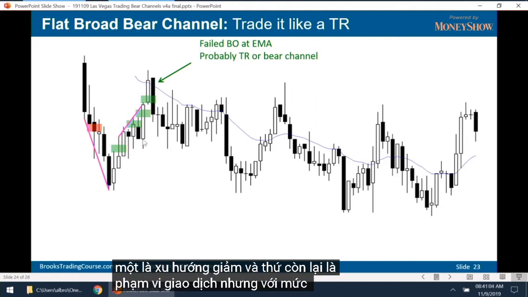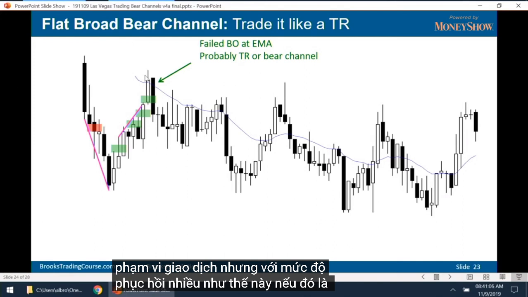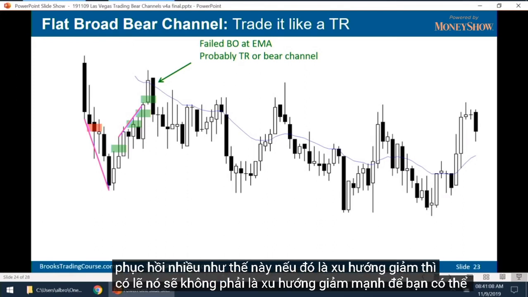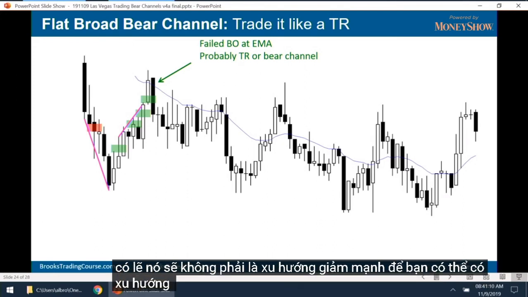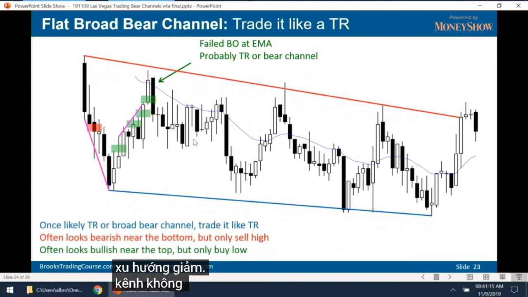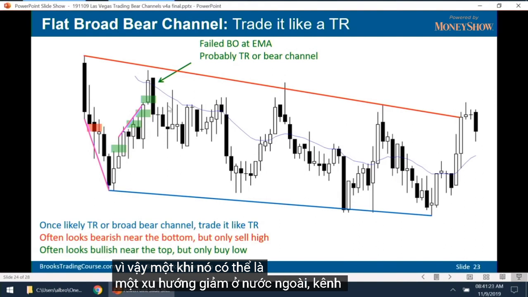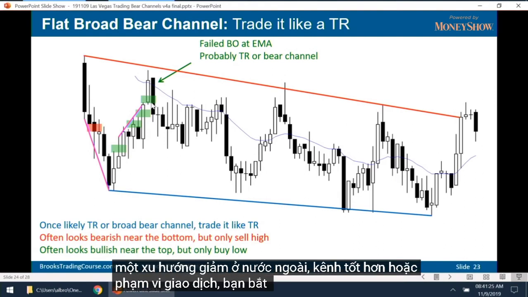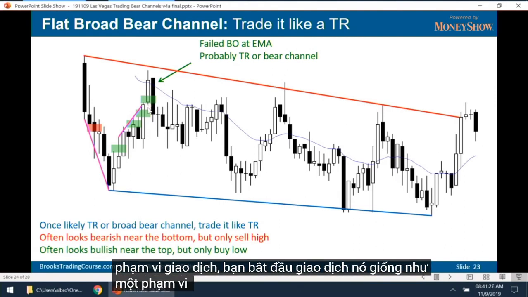But with this much of a rally, if it is a bear trend, it's probably not going to be a strong bear trend. So that leaves you with a broad bear channel. Okay? So once it's probably going to be either a bear trend, a broad bear channel, or a trading range, you start trading it like a trading range.